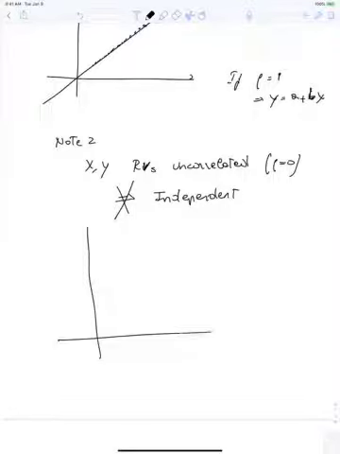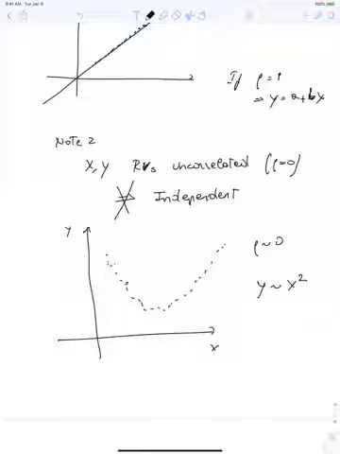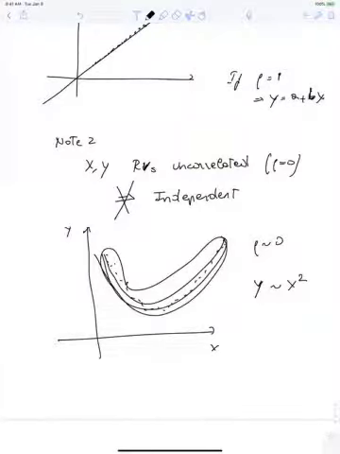If I take x and y like this, now the correlation coefficient here is approximately 0. However, these two random variables are not independent. They're clearly dependent because y is something in the form x squared, right? So this is a case where y clearly depends on x, because I can write some sort of analytical solution for that. But the correlation coefficient is almost 0.